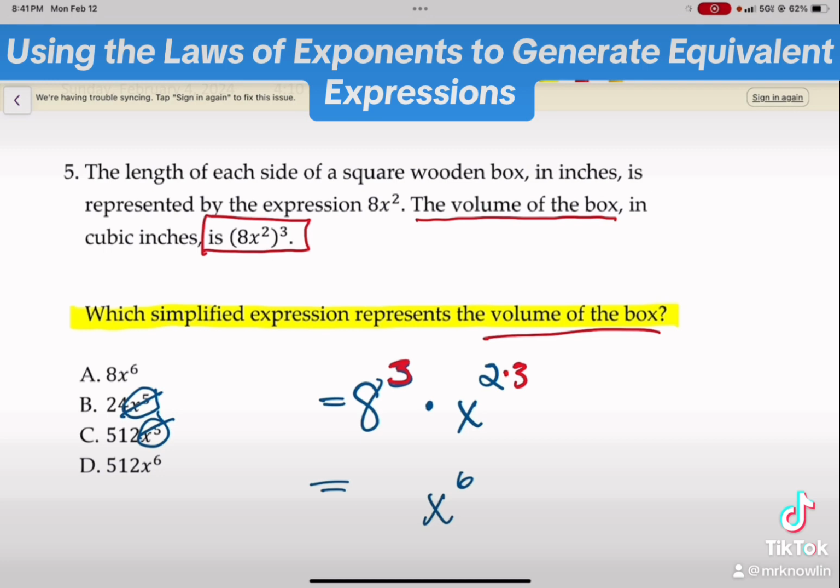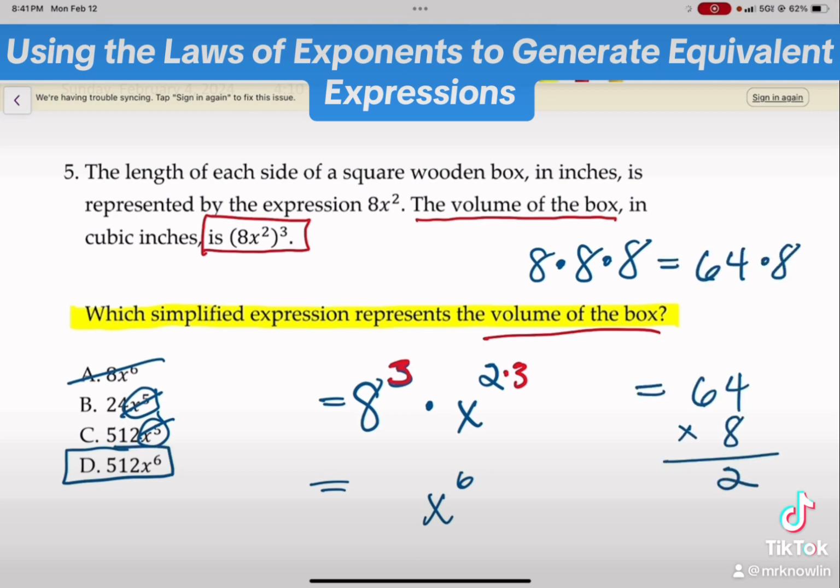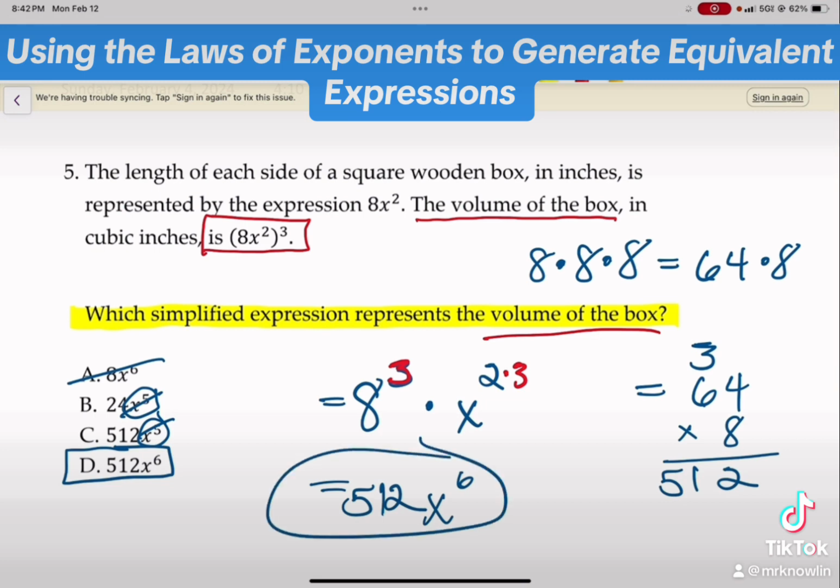Now, without doing any work, I know that 8 to the third power is not going to be 8, because 8 to the third power means 8 times 8 times 8. And 8 times 8 is 64. So just off the strength, I know that the answer is going to be D. But let's go ahead and work that out. 512x to the sixth power is our final answer.